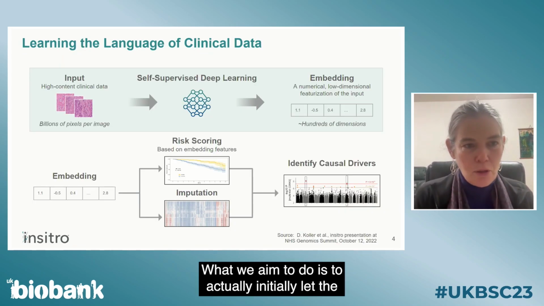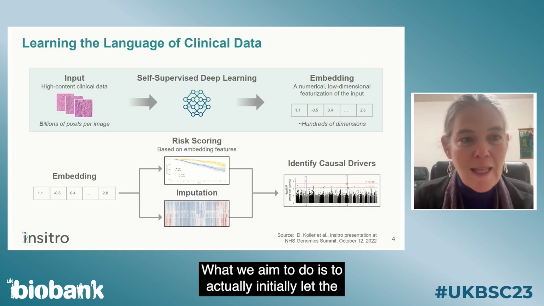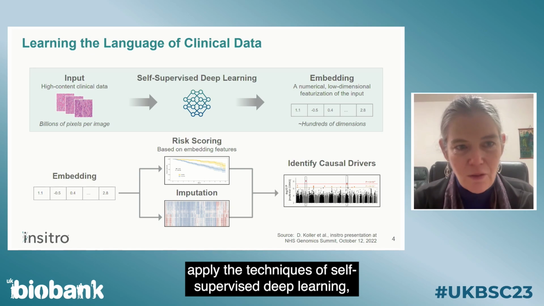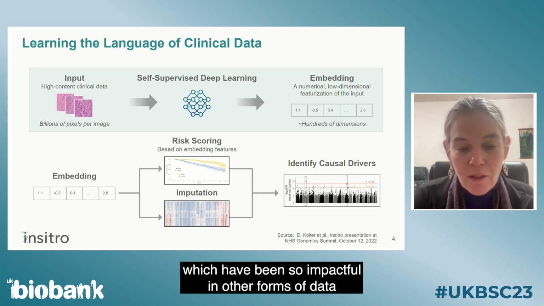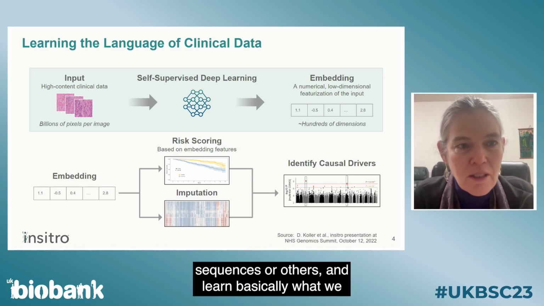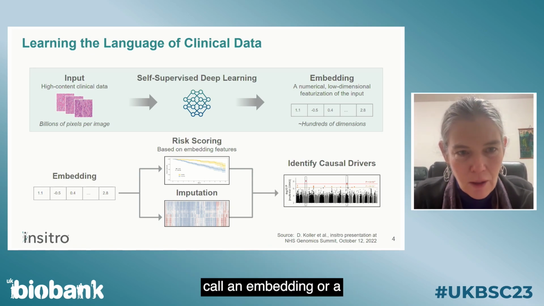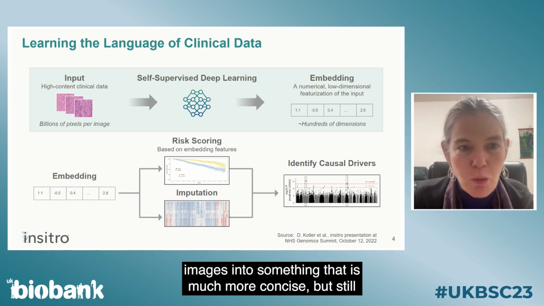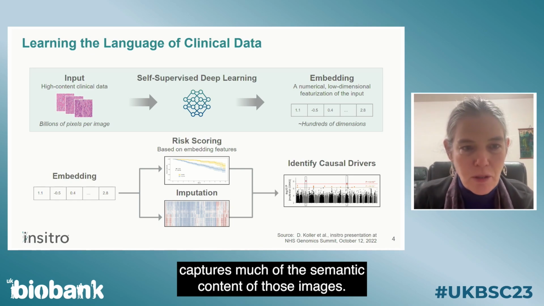What we aim to do is to actually initially let the data speak for themselves. So we take a large amount of histopathology data and we apply the techniques of self-supervised deep learning, which have been so impactful in other forms of data modality, whether it's text or images on the web, protein sequences or others, and learn basically what we call an embedding or a low dimensional featurization of these very high dimensional images into something that is much more concise, but still captures much of the semantic content of those images.